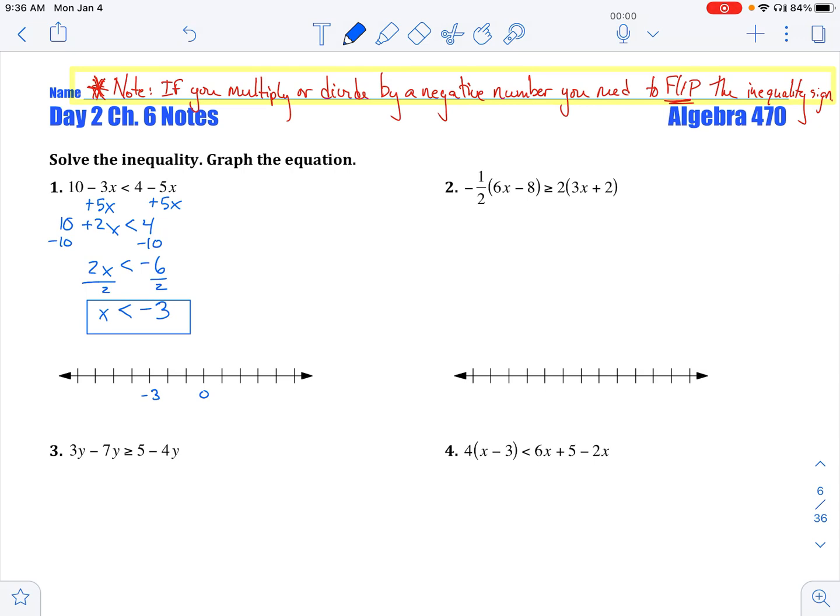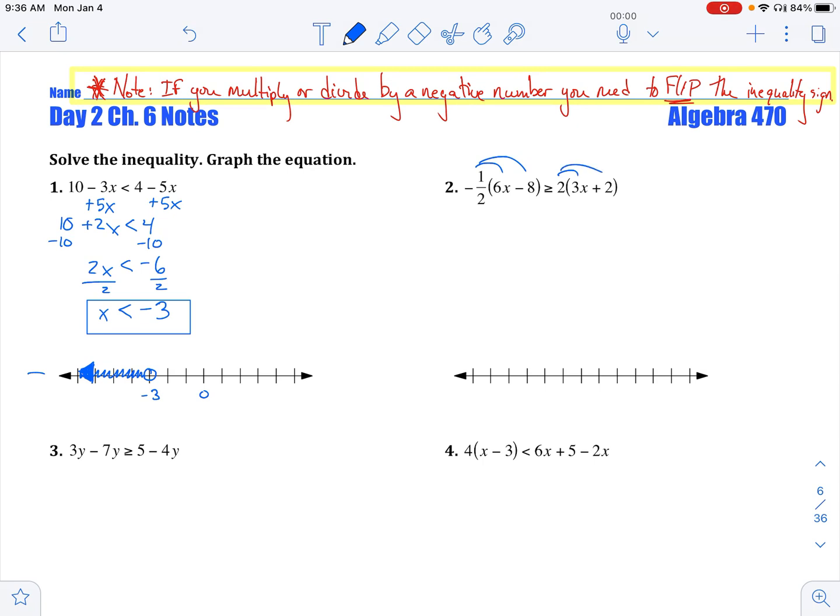I'm going to get x here is less than negative 3, so I'm going to put an open circle at negative 3. We're not going to include that as a solution. And the solutions that work are all these numbers that are smaller, or what we talk about as more negative than negative 3. In problem number 2, I need to worry about the distributive property first.